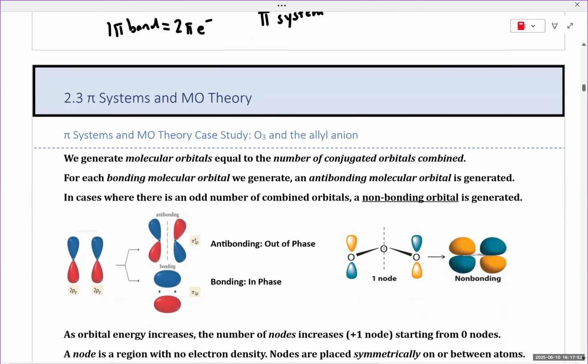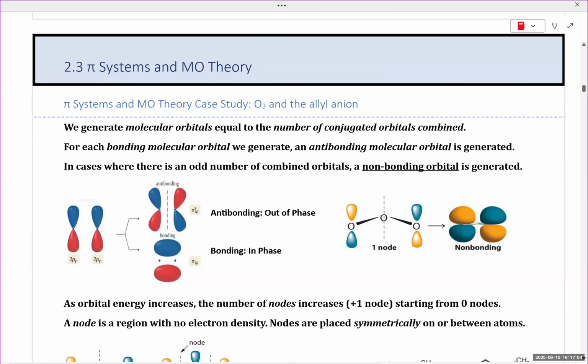So let's continue on discussing pi systems in the context of molecular orbital theory. We're going to look at ozone and the allyl anion as some case studies. Just like before, when we combine and overlap p orbitals, we generate what are known as molecular orbitals equal to the number of conjugate orbitals combined. Our general rule is that the number of orbitals that we put in equals the number of molecular orbitals that we get out.